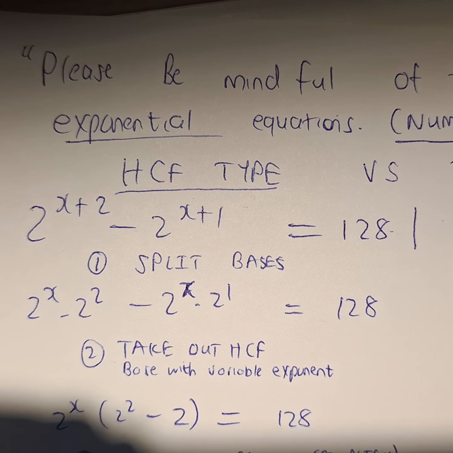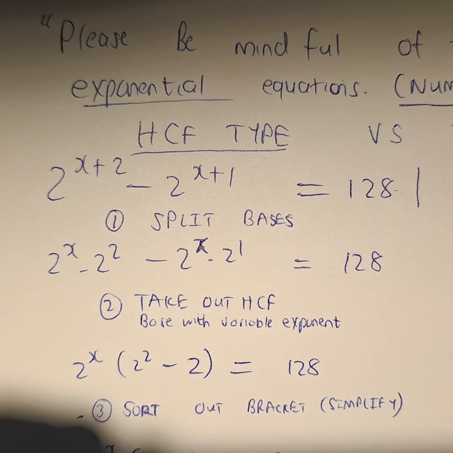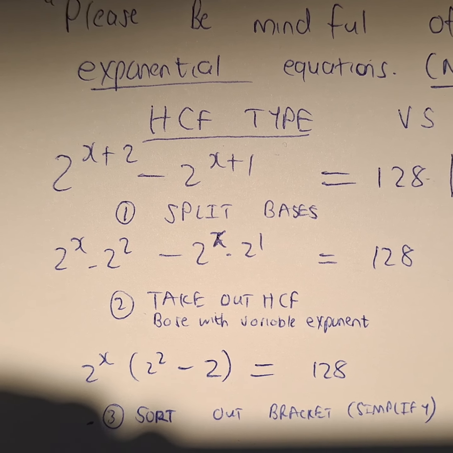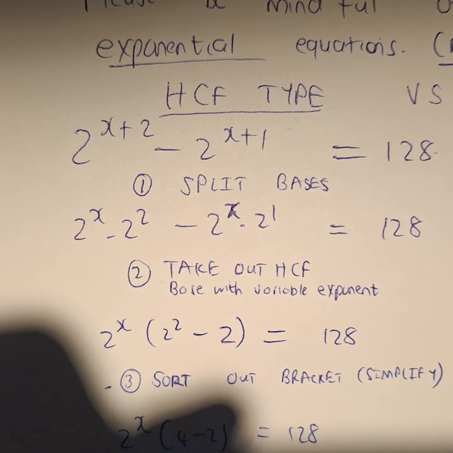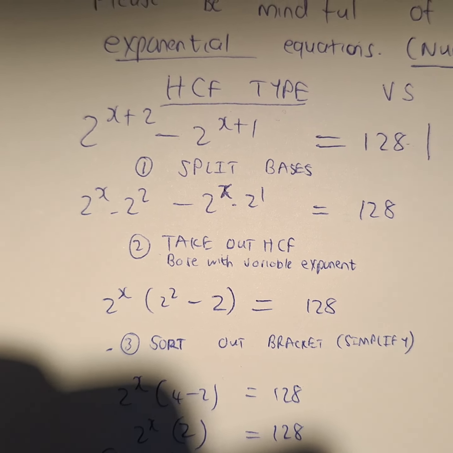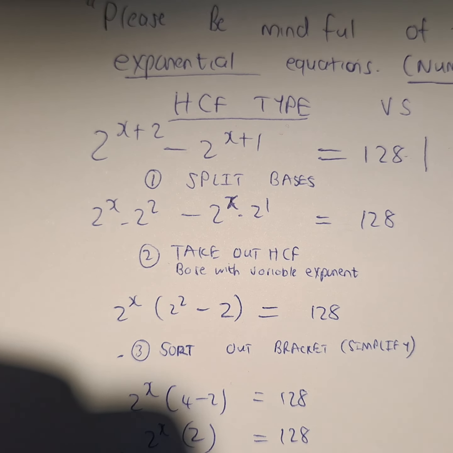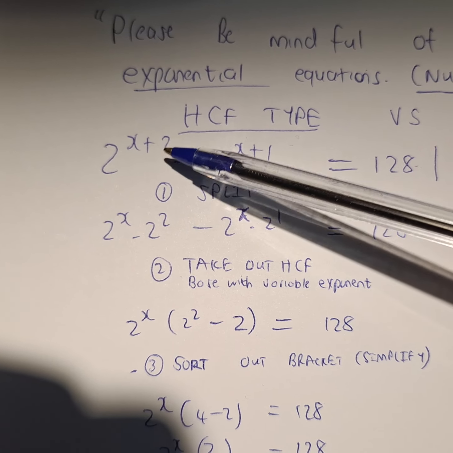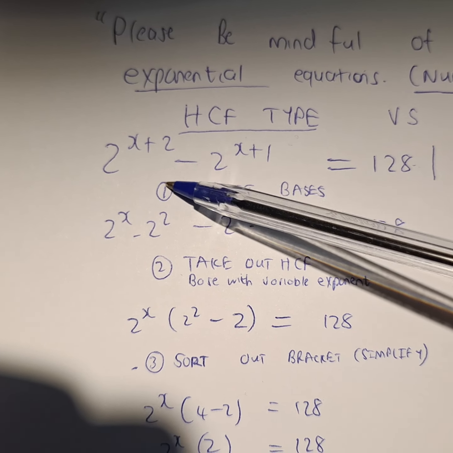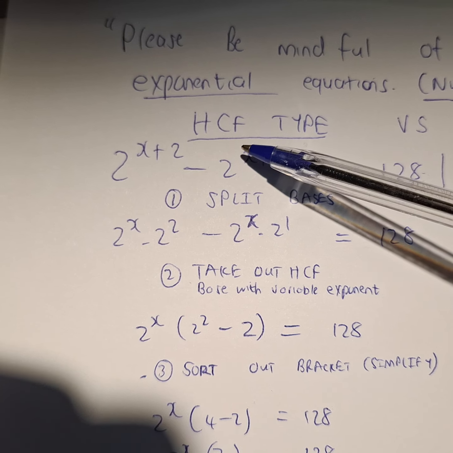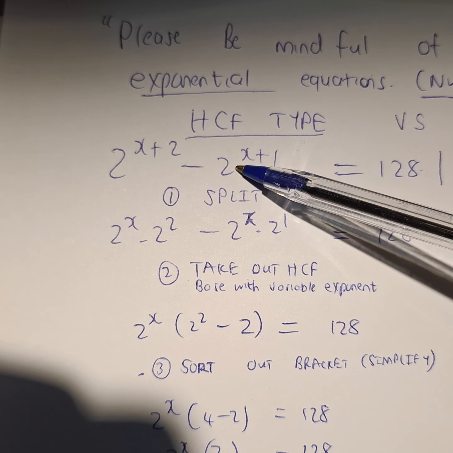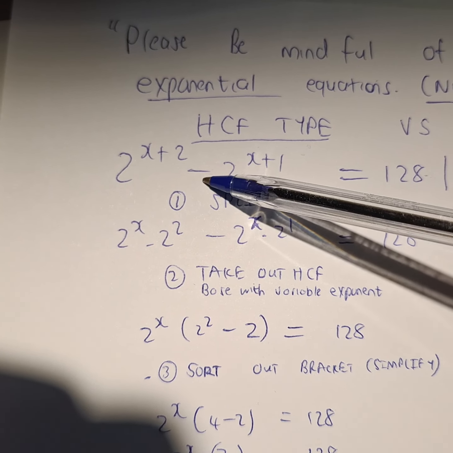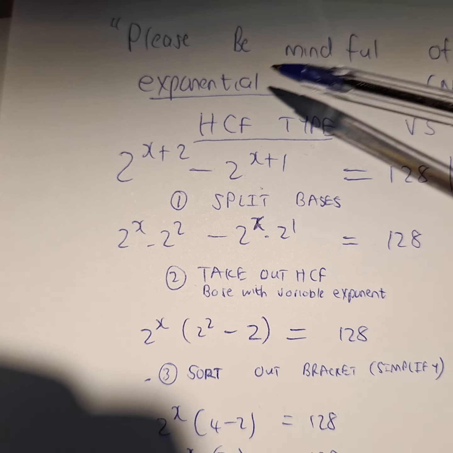This highest common factor type question, as I had spelled out: if you look at the base, 2 to the power x plus 2 minus 2 to the power x plus 1 is equal to 128. What you do notice is that the bases are the same, but there's a minus sign separating the terms, so we can't apply law number 1 of exponents. But because there's a minus sign that separates, we think of factorization.